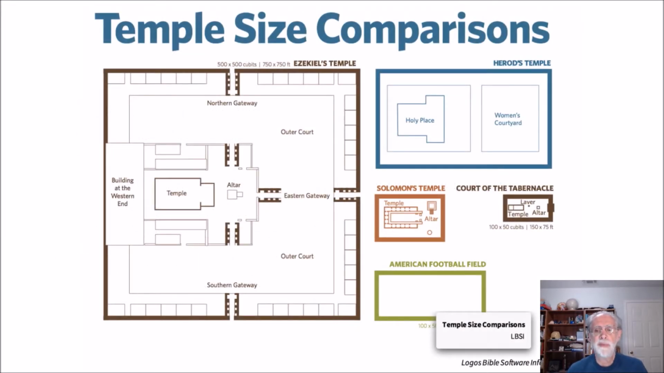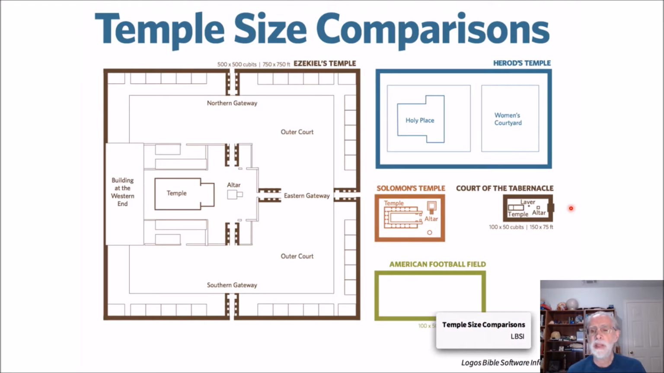So the temple size comparisons, there have been various temples that I mentioned before. There was, let me get my laser pointer out, the original court of the tabernacle, which was what the Israelites traveled through the desert with. And it was, as you see there, about 150 by 75 feet.